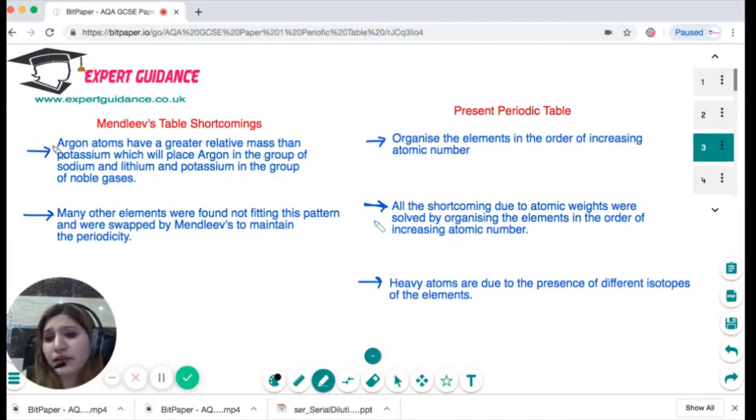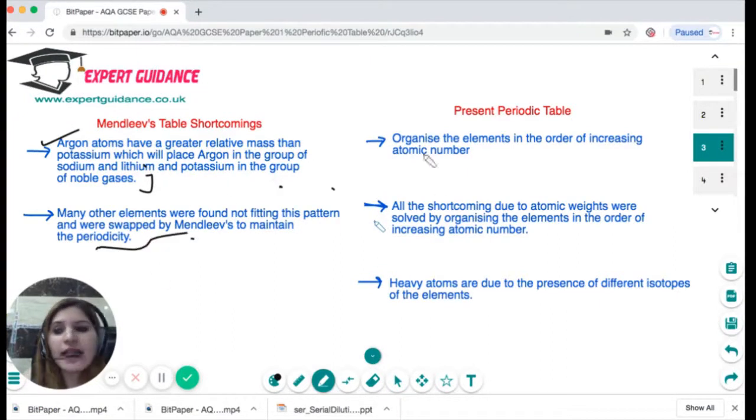Argon was one of the shortcomings: argon, which had a relatively greater mass than potassium, should be placed before potassium. But if we do it like this, then argon will be placed in the group of sodium and lithium, and potassium will come in the group of noble gases. So that is not a trend in the properties. Many other elements were also found not fitting this pattern, and Mendeleev swapped them in order to maintain the periodicity, but his periodic table was not universally accepted.